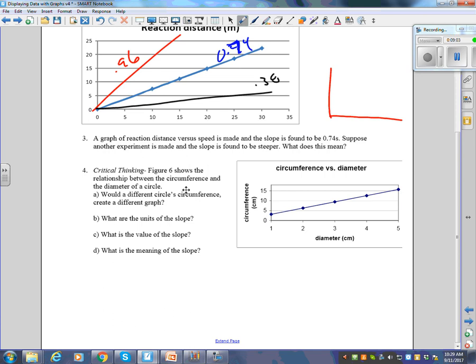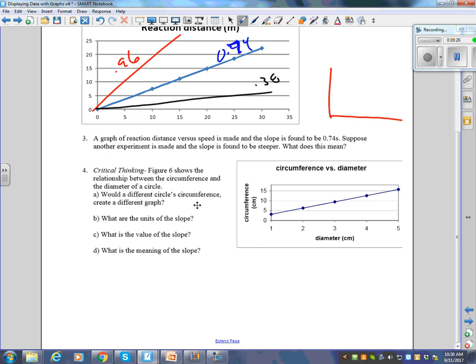And what's diameter? Like across the middle. Okay. So as the diameter of a circle goes up, as the distance across the middle goes up, the circumference also goes up. Okay, so the question is, would a different circle circumference create a different graph? If you had a different circle, would you get a different graph?